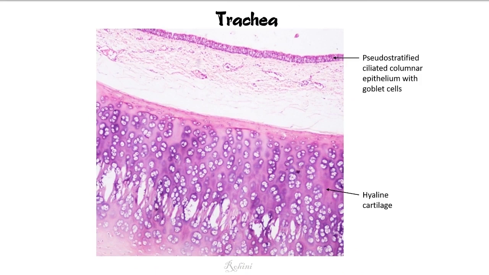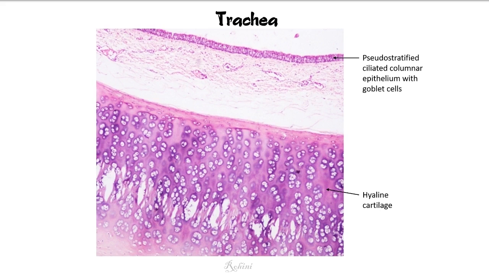The lining epithelium as seen here is the pseudostratified ciliated columnar epithelium with goblet cells. The layers seen from within outwards are mucosa, submucosa, hyaline cartilage and adventitia. In submucosa we find seromucous tracheal glands.